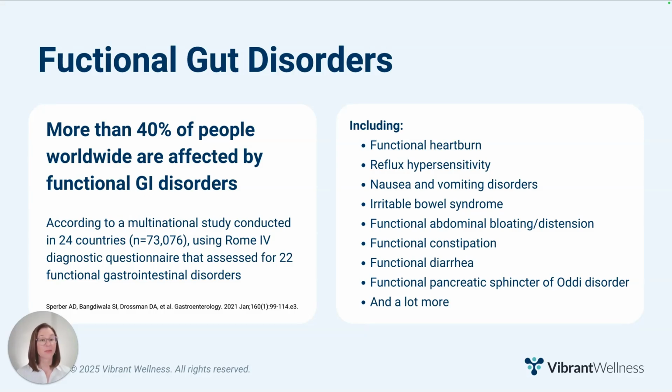The study goes on to explain that functional GI disorders are related to any combination of motility disturbance, visceral hypersensitivity, altered mucosal and immune function, altered gut microbiota, and altered central nervous system processing. But what exactly is the root cause of these functional gut disorders? What is causing symptoms in so many of our patients?